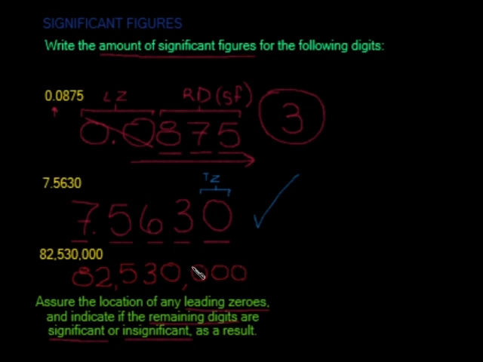82,530,000. Okay. Now I'm going to let you pause the video and see if you can decode the significant figures, and make sure you read the instructions here. I'll read it again so that you have clarification and I have clarification as well. Assure the location of any leading zeros and indicate if the remaining digits are significant or insignificant as a result. So pause the video, and when you come back, I will make sure to count the amount of significant figures for this following digit, and see if you get the same result as me.